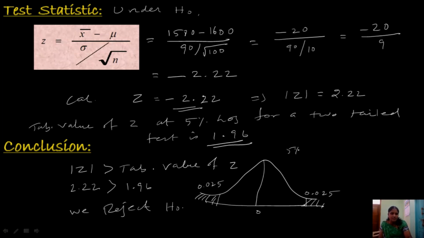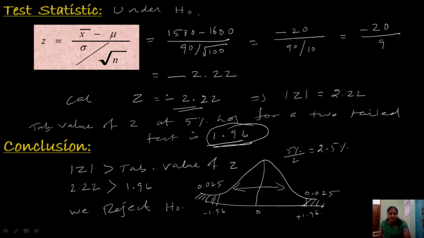Because 5%, when you divide the level of significance 5% by 2, you get 2.5%. That means 0.025. This is my region of acceptance. This is my acceptance region, and these shaded regions are my rejection region. The value of Z at 5% level of significance for a two-tailed test is 1.96. So on the negative side I get minus 1.96, whereas on the positive side I get plus 1.96.